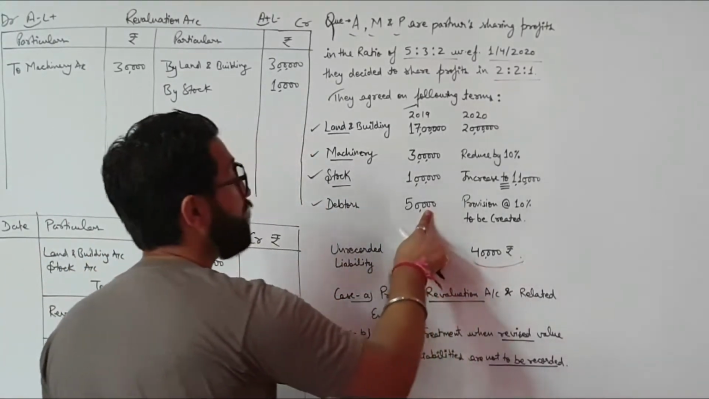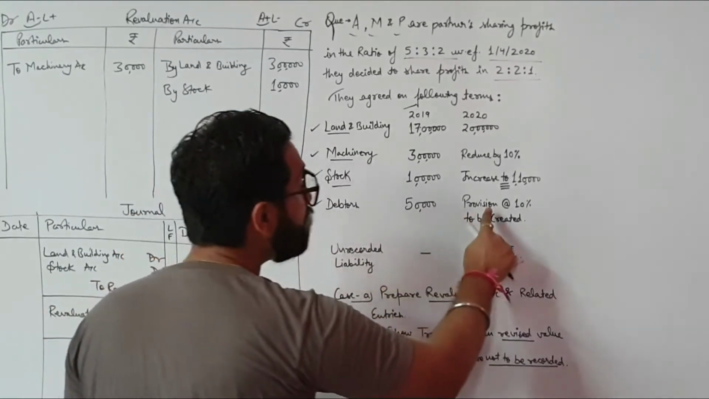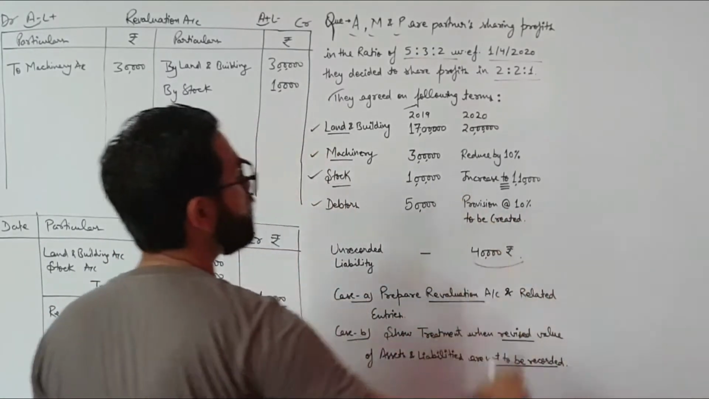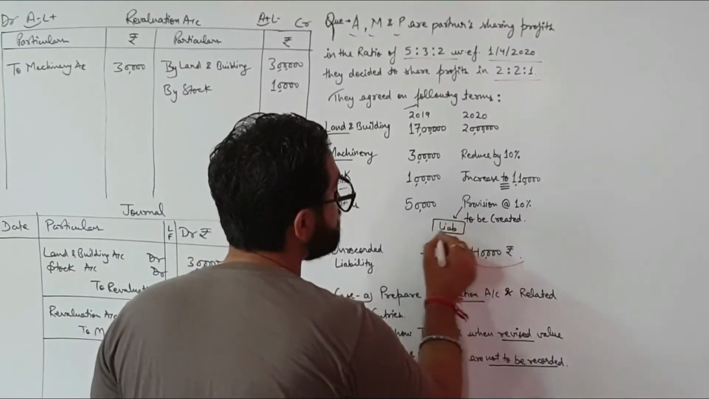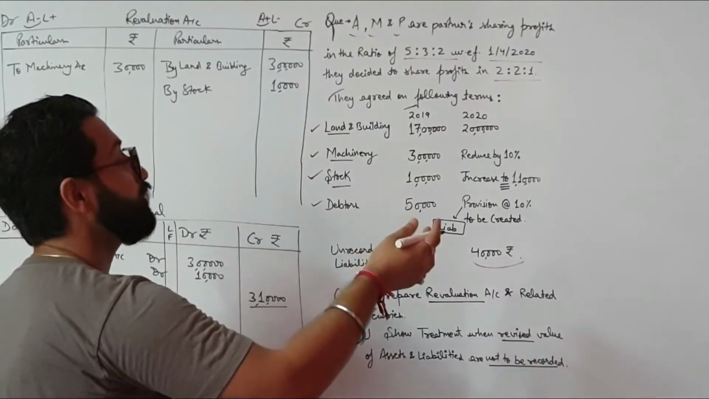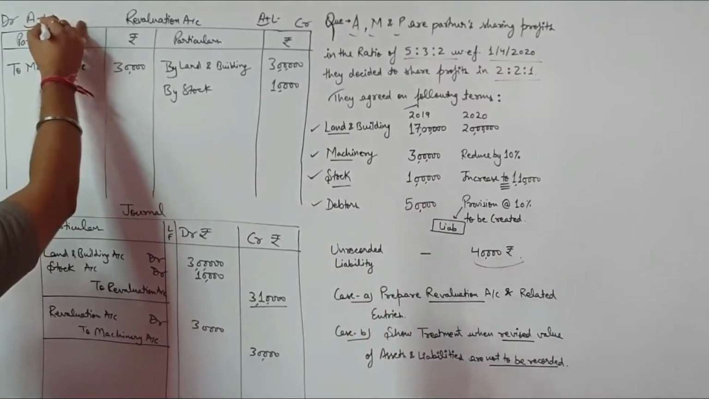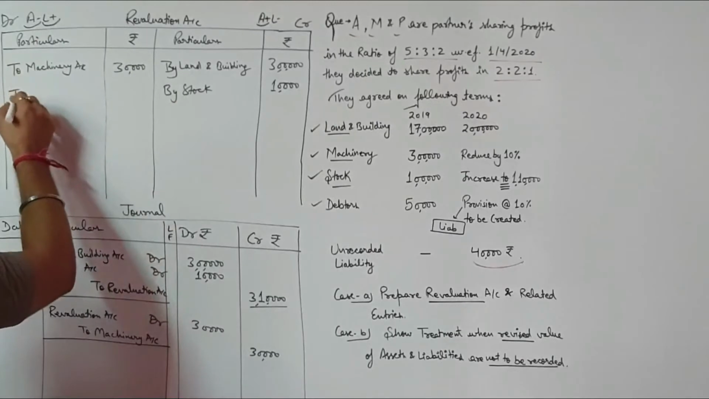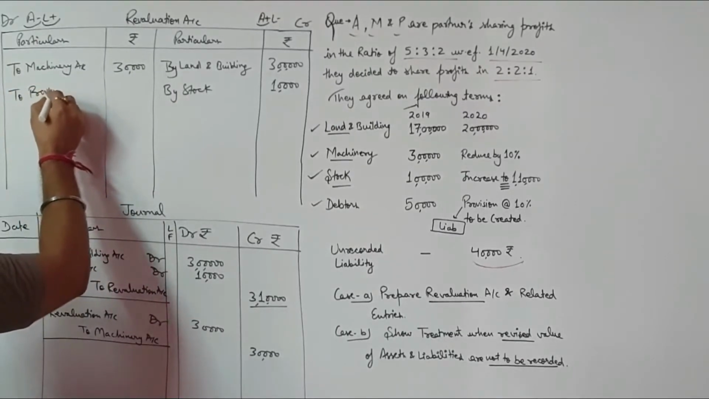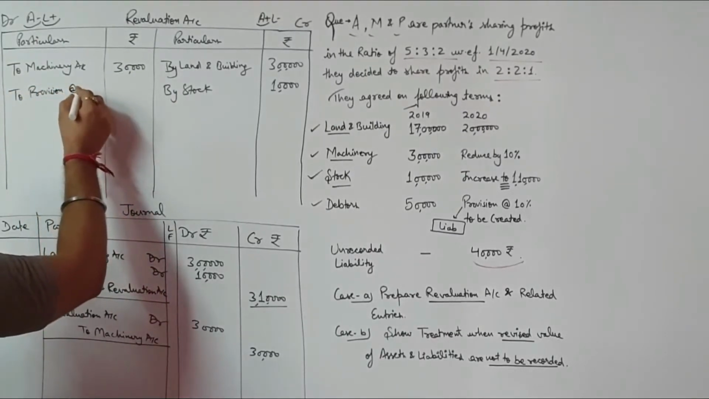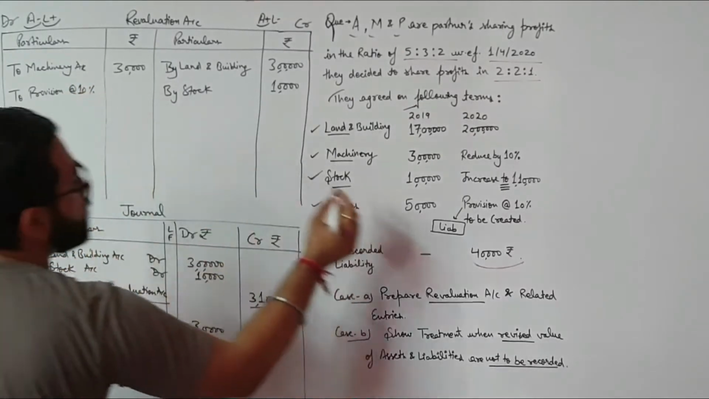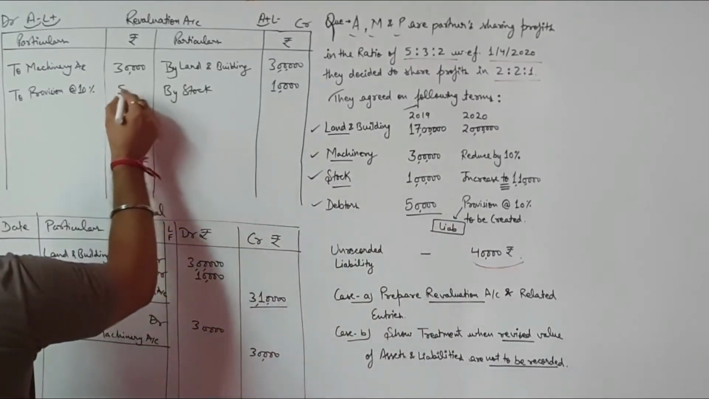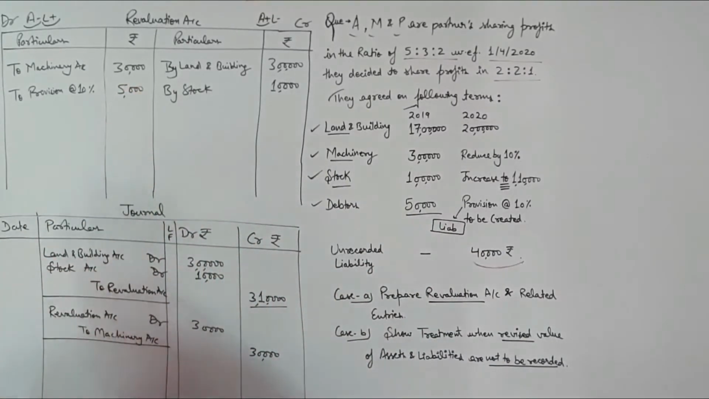Debtors were 50,000 rupees. Now a 10% provision is to be created. What are provisions? Provisions are liabilities. So if we want to create a provision, it means we have to increase the liability. So, to Provision at the rate of 10% on debtors. 10% of 50,000 is 5,000. Now in this case, what will be the entry?